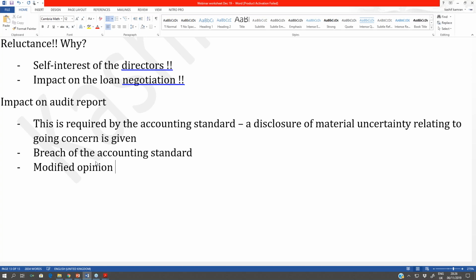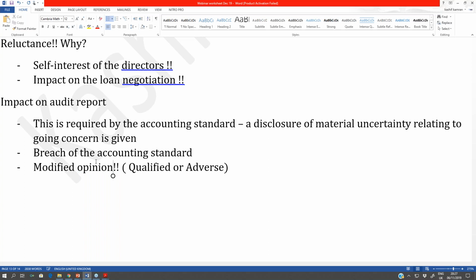True. But now there is a problem. Will the auditor be giving a qualified opinion or an adverse opinion? Which one of them? This is a breach of a standard, right? Management is not giving a disclosure. This is a breach of a standard. So ideally, I need to think about a modified opinion. Will I be giving a qualified opinion or an adverse opinion?